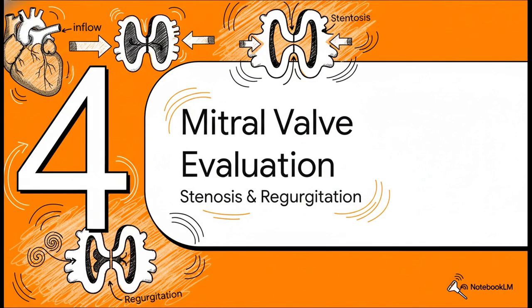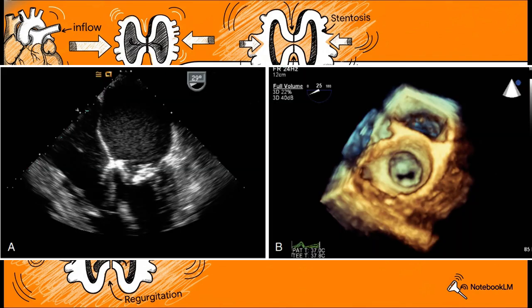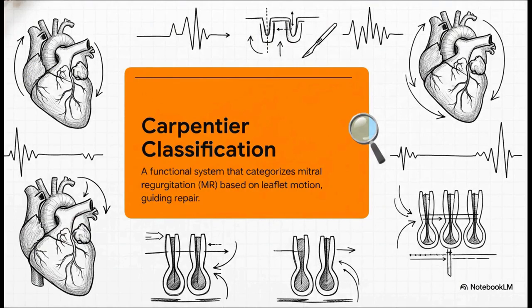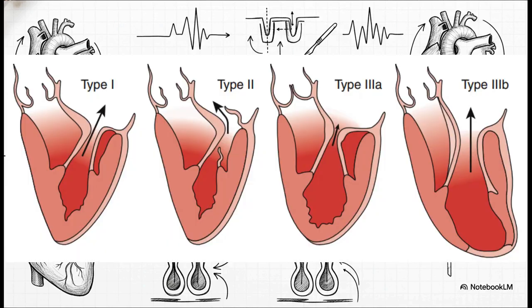Now that we have a solid handle on the aortic valve, let's turn our attention to the left ventricle's inflow valve, the incredibly complex and elegant mitral valve. And just like before, we're going to look at both stenosis and regurgitation, but we'll start with understanding the reason for any leak we find. You see, when we find mitral regurgitation, it's not enough to just say, yep, it's severe. We have to describe why it's leaking. And the Carpentier classification is the universal language we use to do that.